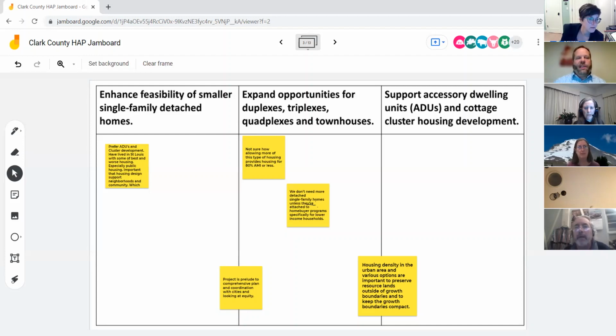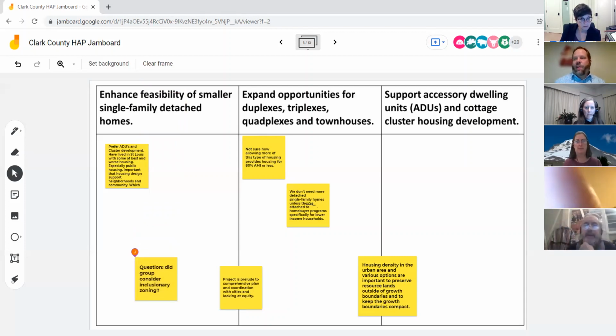Whether you like the idea of single family, smaller lot zones, whether you look at middle housing types. Oh, Mark, go right ahead. Yeah, you can raise your hand too if you want.